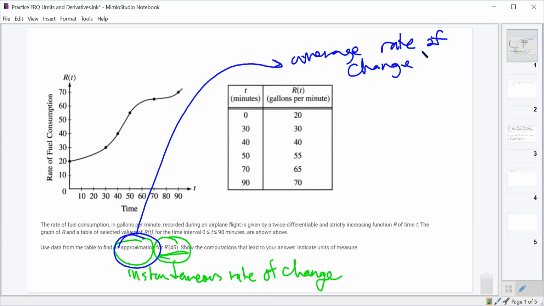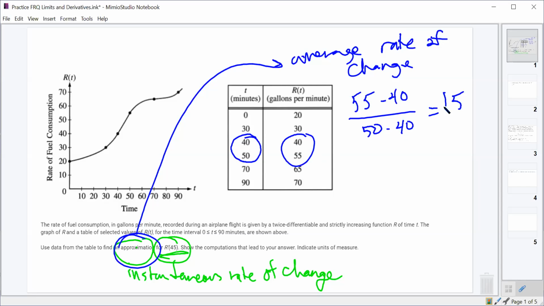So we could pick any intervals, but they'll always want you to pick the interval that most closely surrounds 45. So we'll choose the interval from 40 to 50. And all we have to do is do 55 minus 40 over 50 minus 40. There's your y values, and there's your t values, or your r of t values and your t values. Find the slope. That's 15 over 10. We could simplify that down to be 3/2.